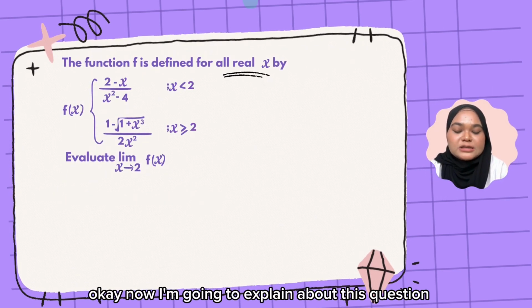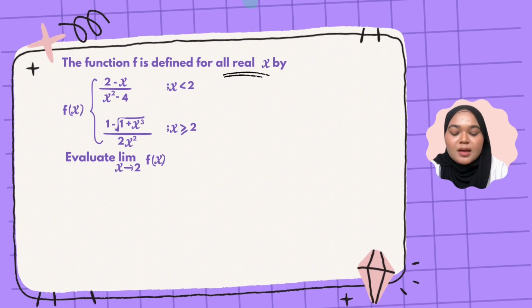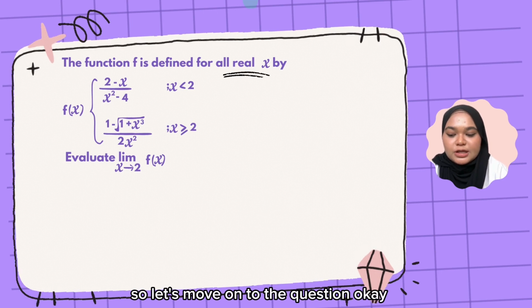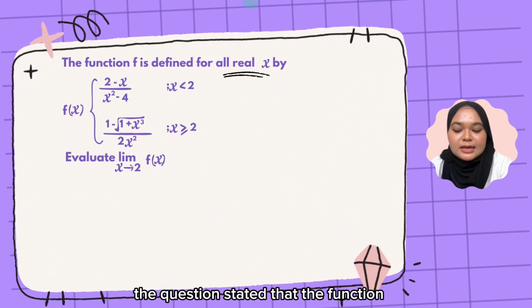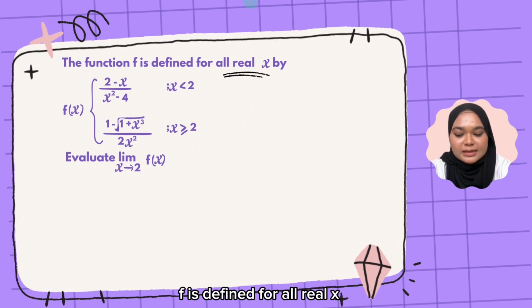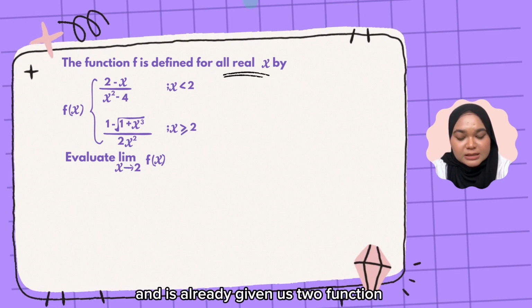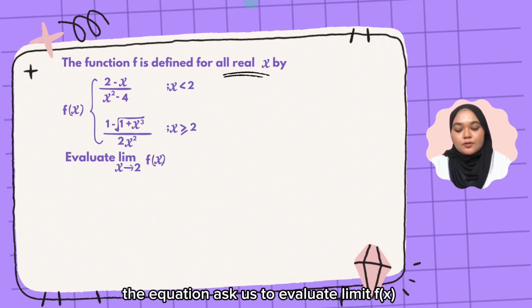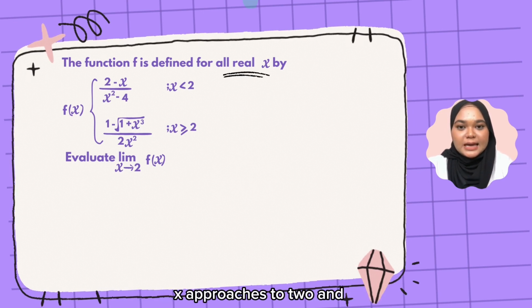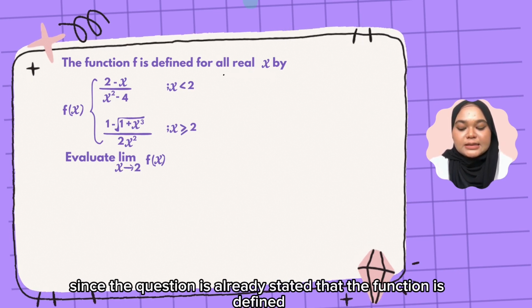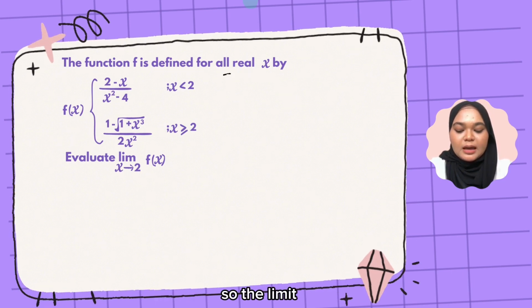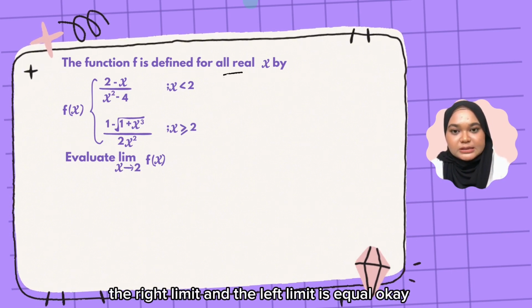Okay, now I'm going to explain this question. This question is an example of a piecewise function. So let's move on to the question. The question states that the function f is defined for all real x, and it gives us two functions with two ranges, which are x less than 2 and x greater than or equal to 2. The question asks us to evaluate the limit as x approaches 2, and since the question states that the function is defined, that means the limit exists. So the right limit and the left limit are equal.